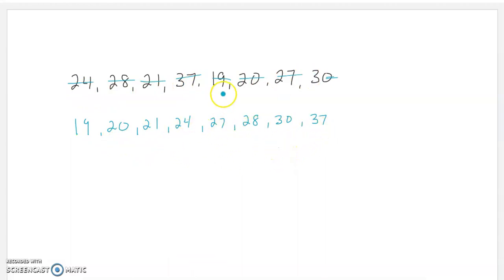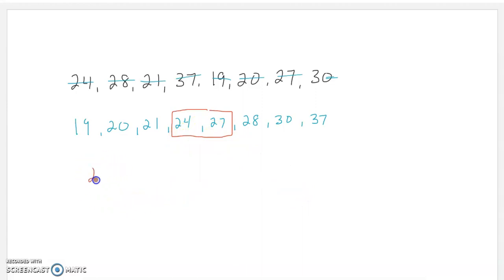Now again, there's no true number in the middle, right? So what we got to do is find the two numbers that are in the middle. So in this case, the two numbers that are in the middle are 24 and 27. So these numbers are in the middle. So what I have to do with those two numbers is find the average of them.